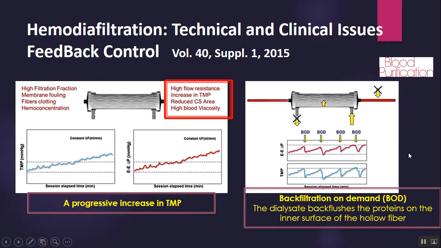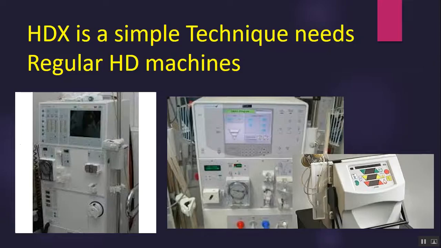In some hemodialysis machines, there is backfiltration on demand. When the transmembrane pressure increases, the machine starts to push dialysate from outside to the blood side, cleaning the membrane and returning it back to its efficacy. That's called backfiltration on demand. On the other hand, compared to hemodiafiltration, HDX is a simpler technique that needs a regular hemodialysis machine.